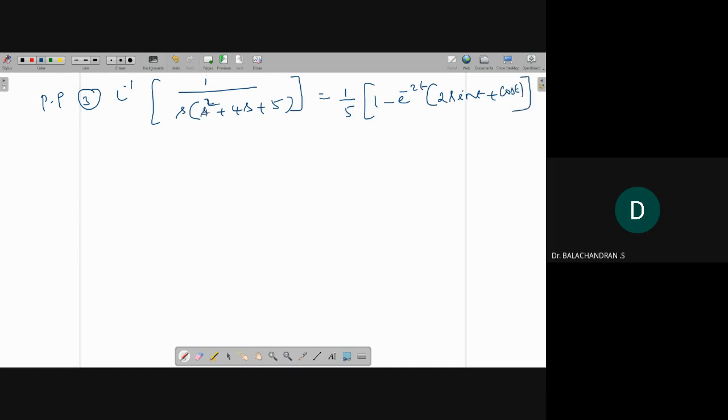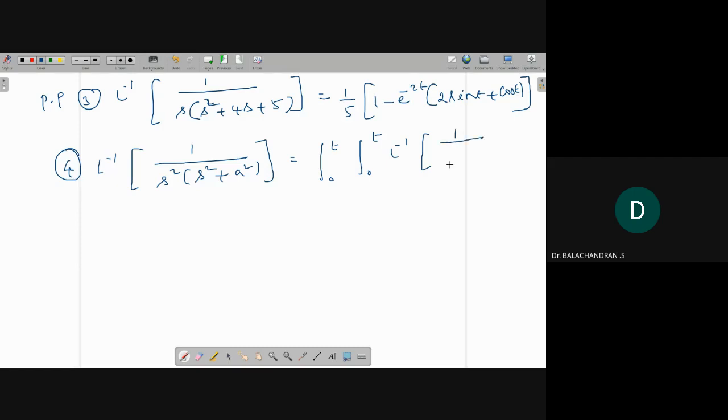Either you can solve by partial fraction or replace 1 by s by integral 0 to t and then L inverse of 1 by s square plus 4s plus 5. Okay. So next problem, L inverse of 1 by s square into s square plus a square. So instead of s square, you can replace by 0 to t, 0 to t, L inverse of f of s, it is 1 by s square plus a square into dt into dt.